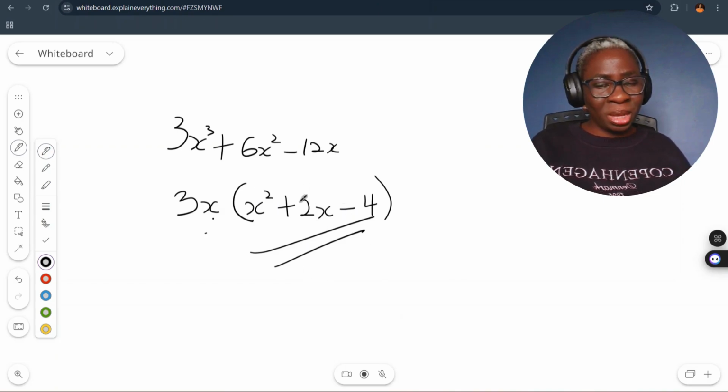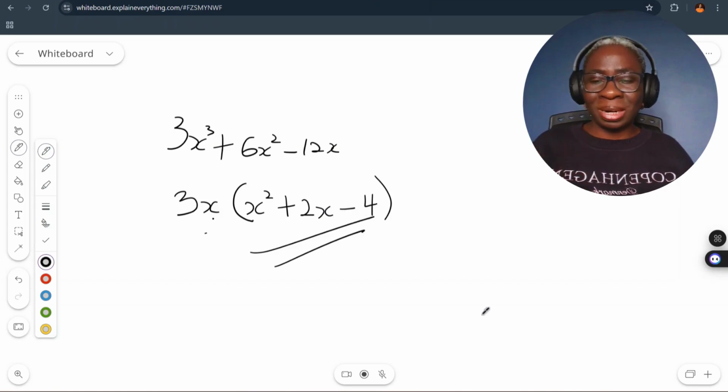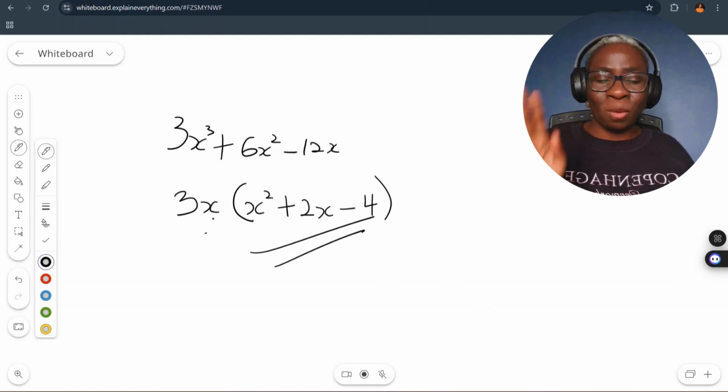Assuming this doesn't look like this, then you can think of it like, okay, can we still factorize what is in the bracket? But what is in this bracket can no longer be factorized. So we just factorize this completely.